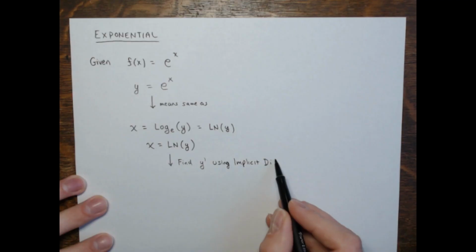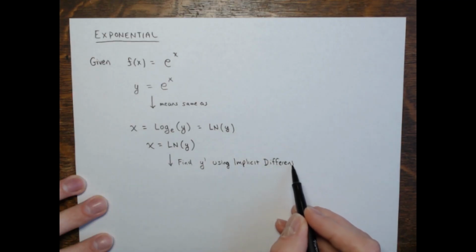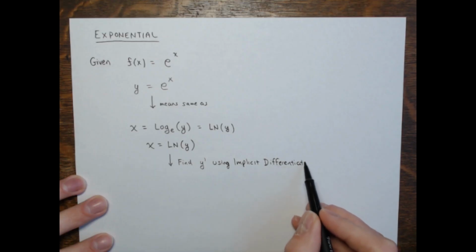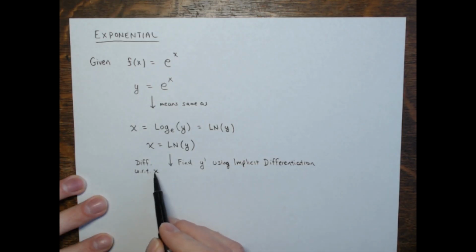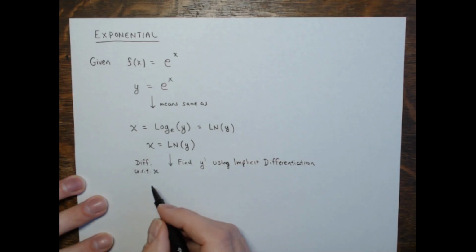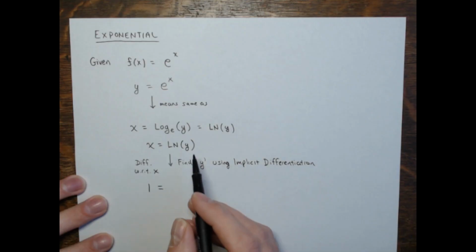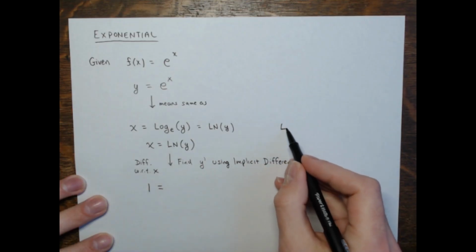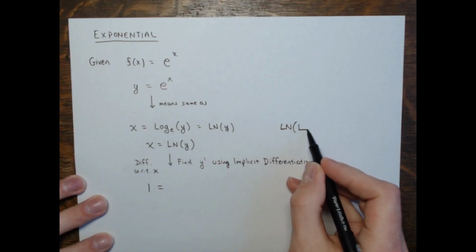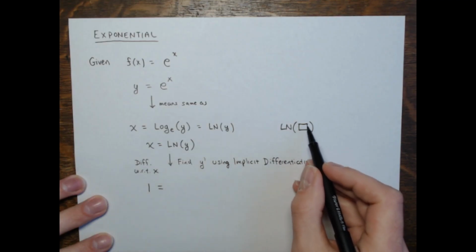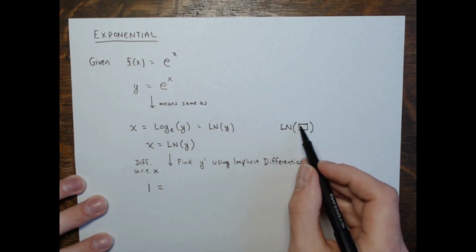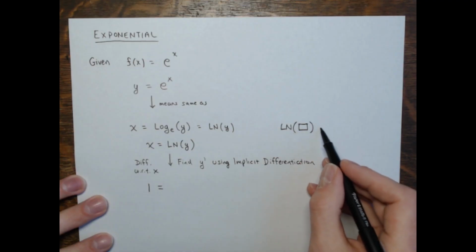Or we could go through and do that inverse rule we've seen in the past, but I'm just going to do implicit differentiation. So I'm differentiating both sides with respect to x, the independent variable x. On the left side, the derivative of x is just 1. And on the right side, you've got the natural log of some function of x. Again, it's not just natural log of x, it's the natural log of y, and y is implied to be a function of x, so it's the natural log of something.